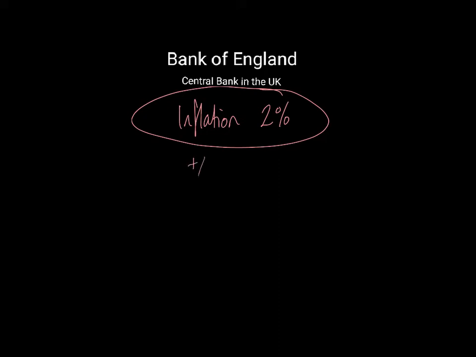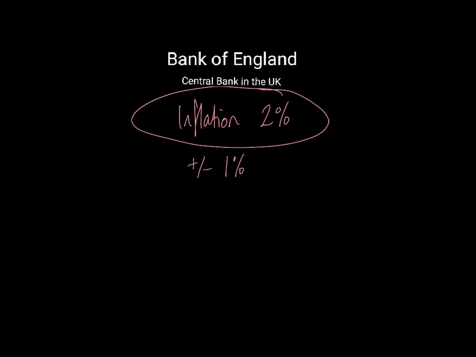They are allowed to deviate from that by 1% in either direction in any particular month, and if that happens, then they're considered to be within tolerance. If it goes outside of that, so if inflation goes below 1% or if it goes more than 3%, then the governor of the Bank of England has to write an open letter to the Chancellor of the Exchequer, explaining why that's happened and what the Bank of England is intending to do about it to bring the rate of inflation back within tolerance again. So that's the main remit of the Bank of England.